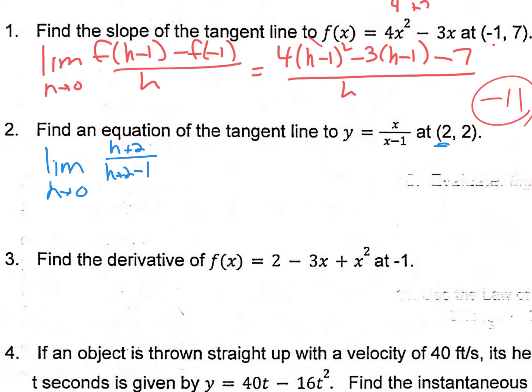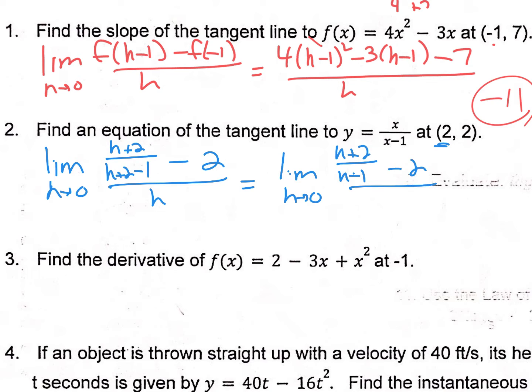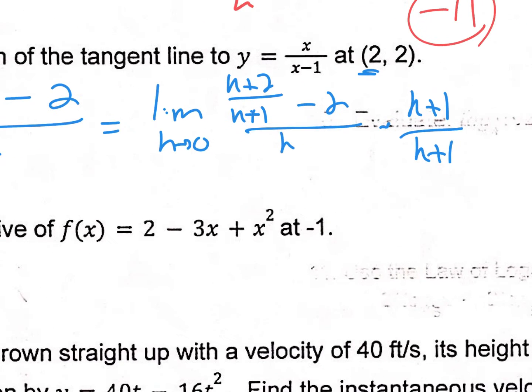So I'm going to plug h plus 2 in my numerator and also h plus 2 in my denominator, minus f of 2. If I plug in 2 for the x's, I get just 2 minus 2, and that's all over h. So what I'm looking at is the limit as h approaches 0 of h plus 2 over h plus 1 minus 2, should be a +1, over h. Now, what we do here when we got a complex fraction is we multiply by the LCD, which is h plus 1.